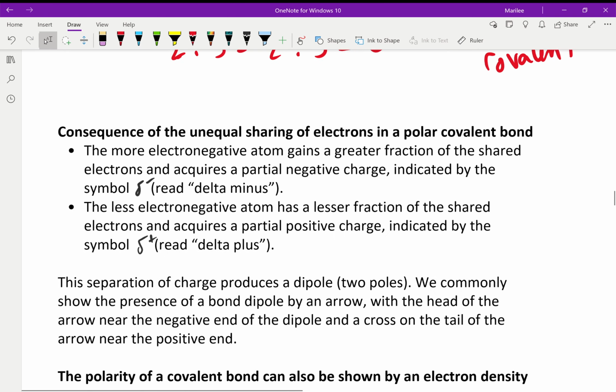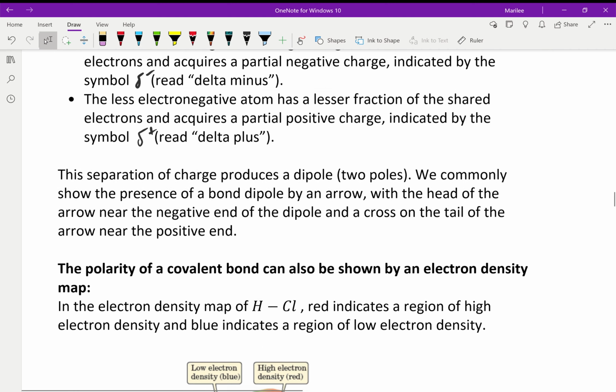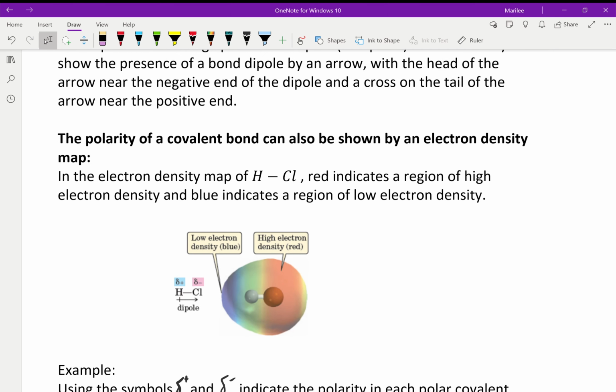This separation of charge produces a dipole, which is two poles. We commonly show the presence of a bond dipole by an arrow, with the head of the arrow near the negative end of the dipole, and the cross end of the arrow near the positive end. So that is shown here for you. You guys see that? So it would be like that.